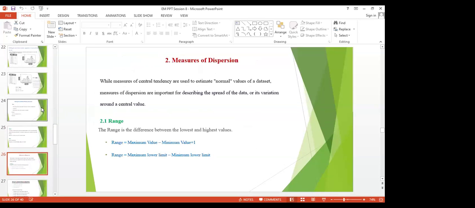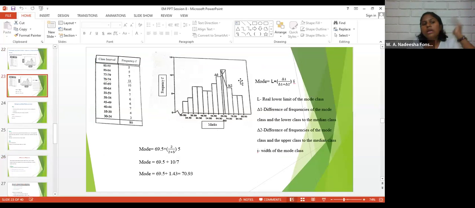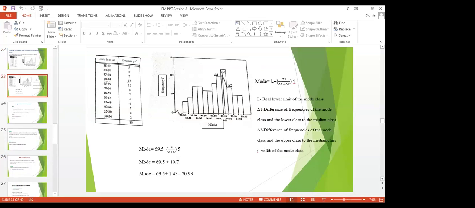Excuse me, madam. How did you get that delta 1 and delta 2? That is the standard formula to find the mode in class intervals. No need to go for definitions. If you want to find the mode of the class intervals, then you have to use this equation. Okay, madam. Delta 1 is 2, and delta 2 is 5. How did you get that, madam?